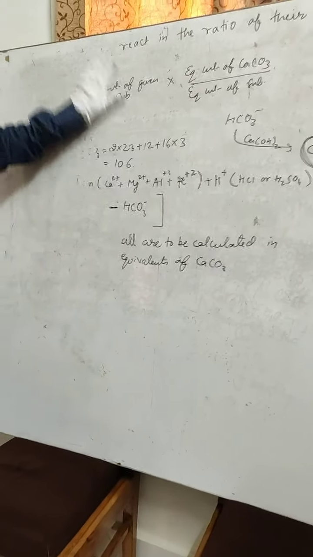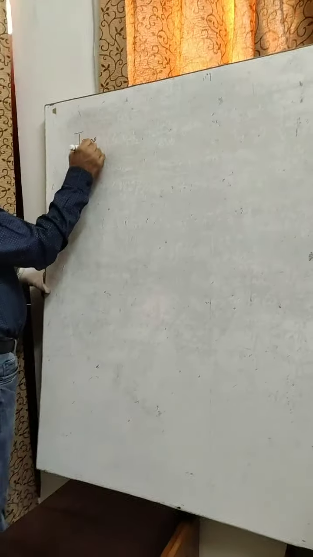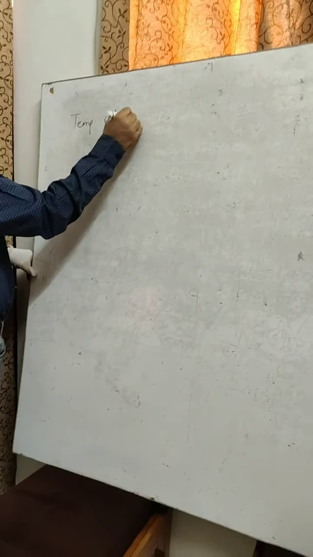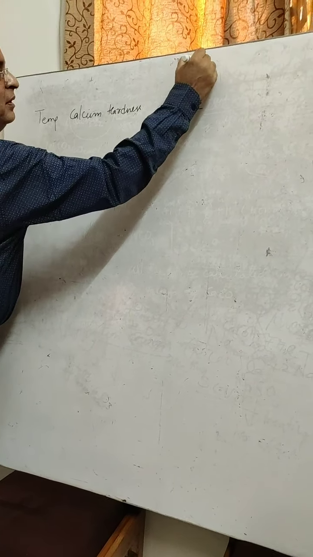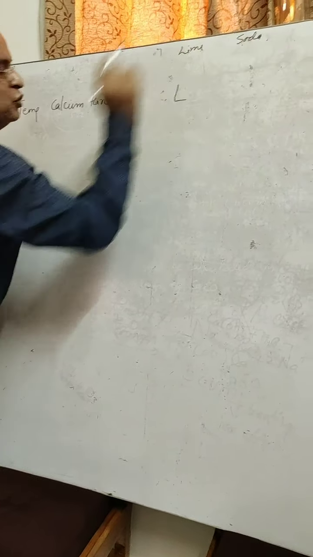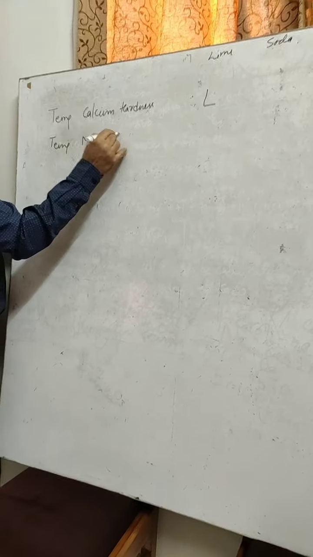Now, a few things are to be noted down, certain points that need to be taken care of when you are solving the numerical or when some query is given. The first thing is that if you have a temporary calcium hardness, then you have to use only lime and soda. If it is temporary magnesium hardness, then you have to use twice of lime.